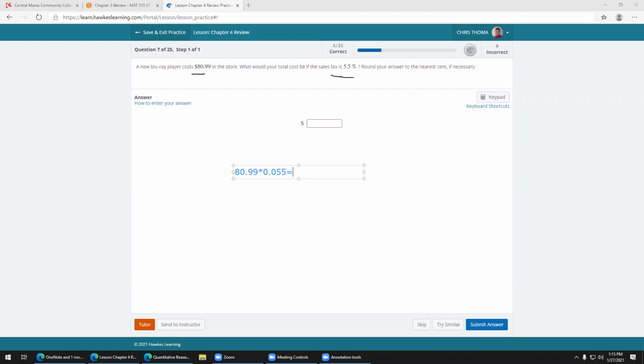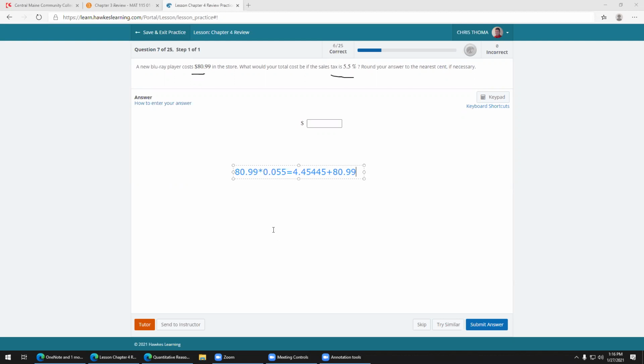All right, so if we multiply those together, 80.99 times 0.055, I get 4.45445. And I always like to go more. I don't round now. I try not to round until the very end, because now I just take that number and I add it to the 80.99. Right? And if you did this in your calculator, you can just hit plus on your calculator. It'll take your previous answer and just add it to the 80.99.